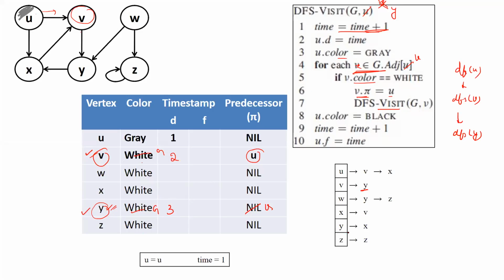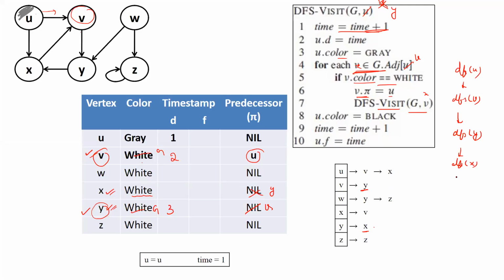Now find the adjacent of Y. What is adjacent to Y? That is X. Yes, X is of white color. Now set the predecessor of X as Y, because X has been called by Y. Now we have to invoke DFS of that adjacent vertex X, so this will call DFS of X further.